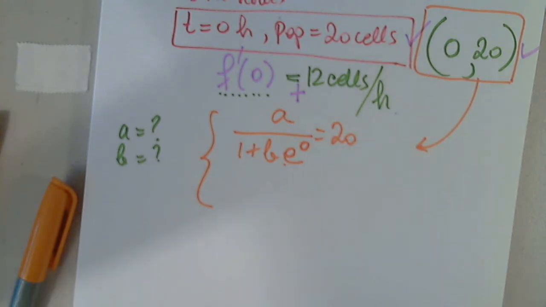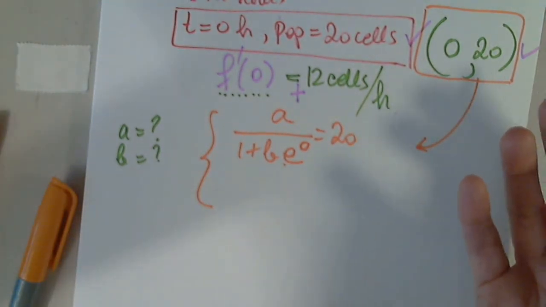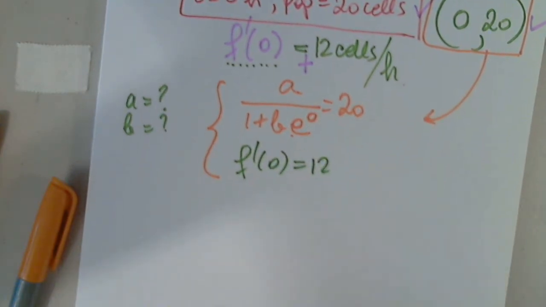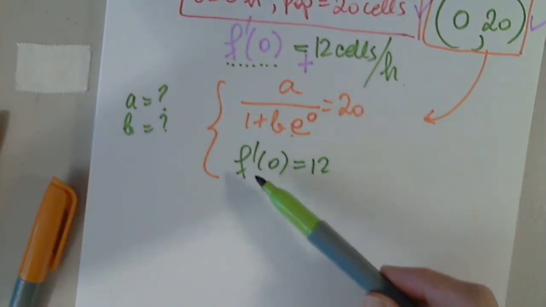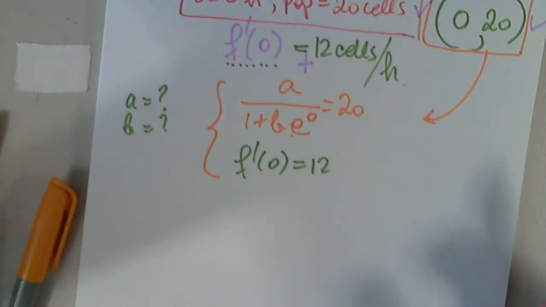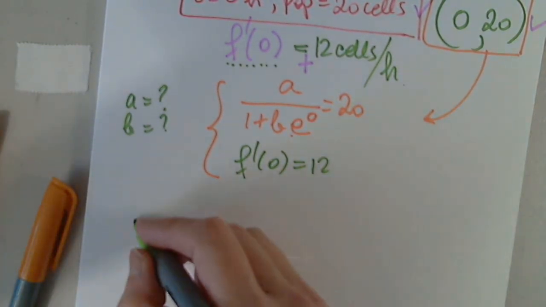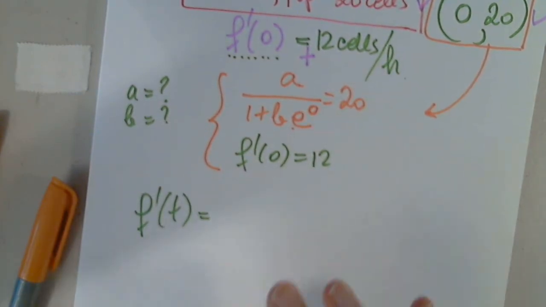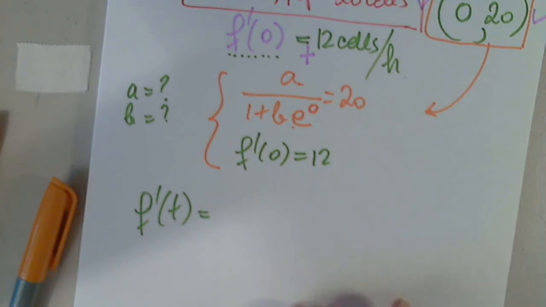Use f prime of 0 equals 12. That's it. F prime of 0 equals 12. So now, before we rewrite the system, let's find f prime. Because if I can't plug in 0 in something I don't have, I have to have the function. So let's find f prime of 0. F prime of t and then f prime of 0.